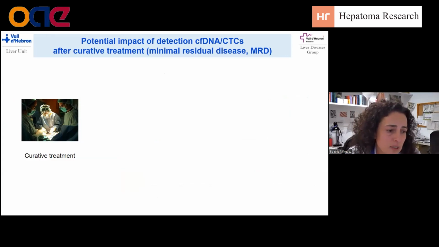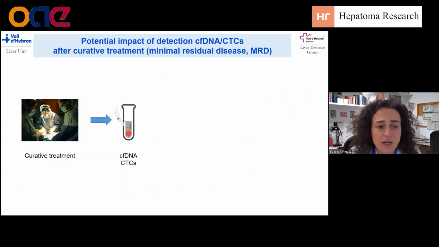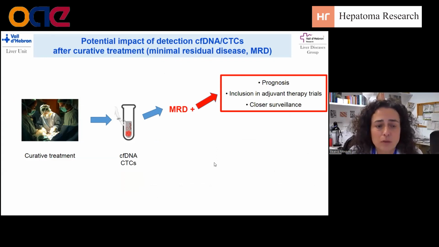I think that, of course, it needs to be validated, but after a curative treatment, the fact of having detection of what we can call minimal residual disease positive has implications on prognosis. So these patients are at more risk of recurrence. So these are the population that we should select and enrich adjuvant therapy trials on them. And of course, if we don't have the possibility, they need closer surveillance.